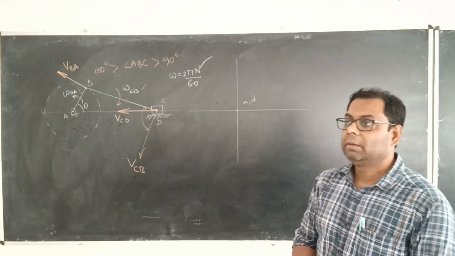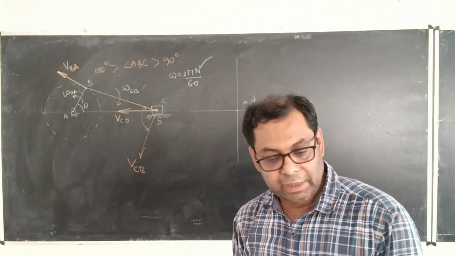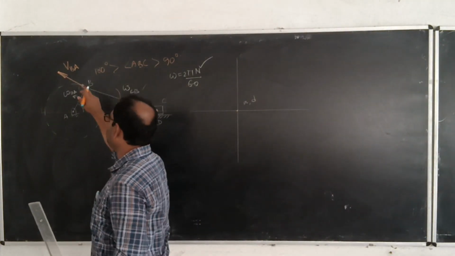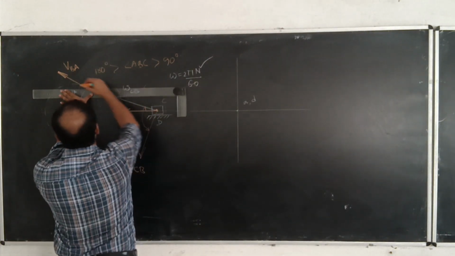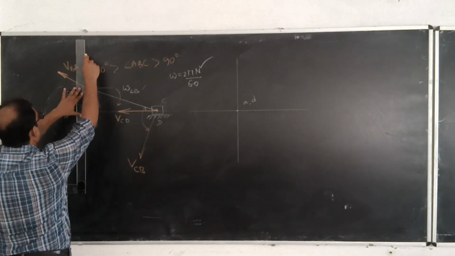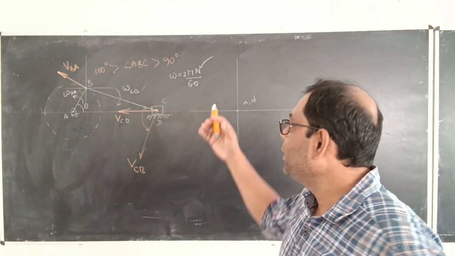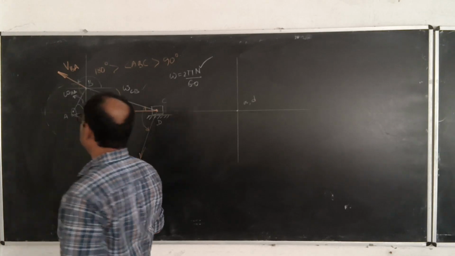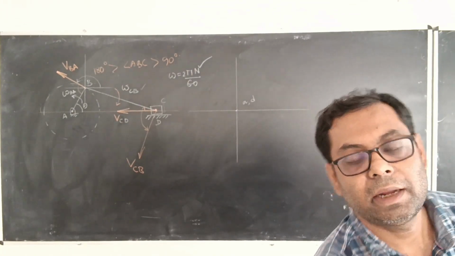As you have done previously in the four-bar mechanism, we know the method to solve this type of problem. First of all, at VBA we have to draw a local coordinate over here, something like that, and we have to find what is the positive angle of VBA with the positive x-axis. We have to find that particular angle value.